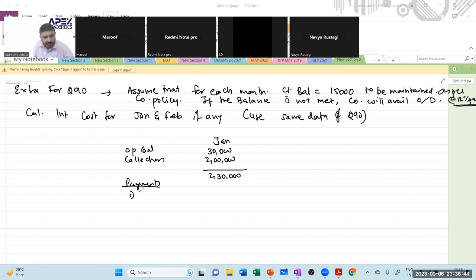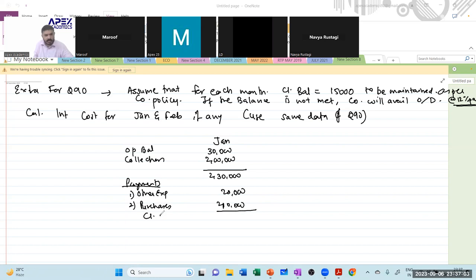Against this, I have various payments. In my payments, first one, I have other expenses. Other expenses were 25, including depreciation 5. So other expenses in cash become 20. I have purchases. Purchases that I am paying for in January are 2,10,000. So what is the closing balance? Nil. What is the desired balance? 15,000. What is the borrowing? 15,000.